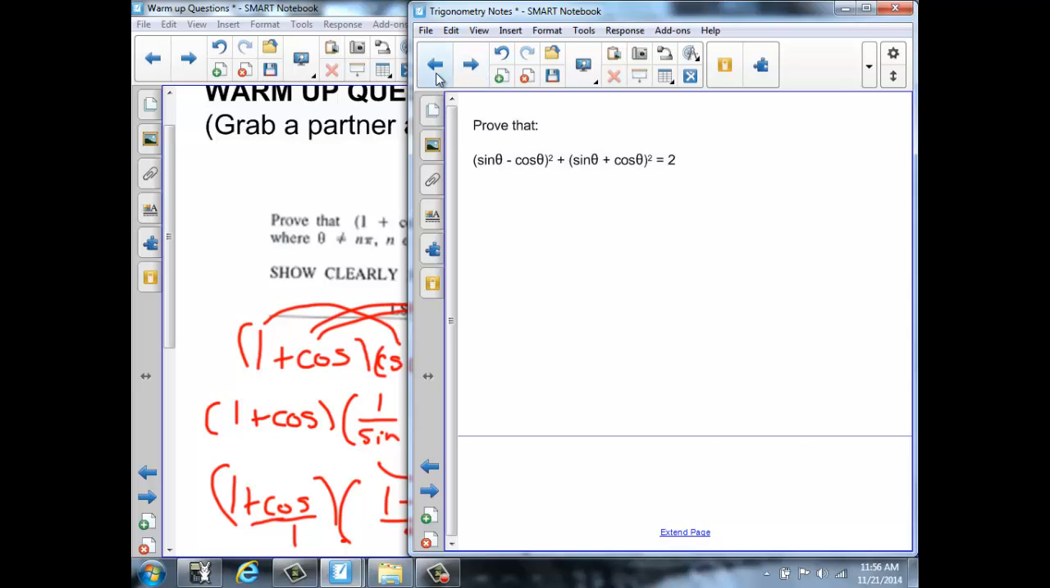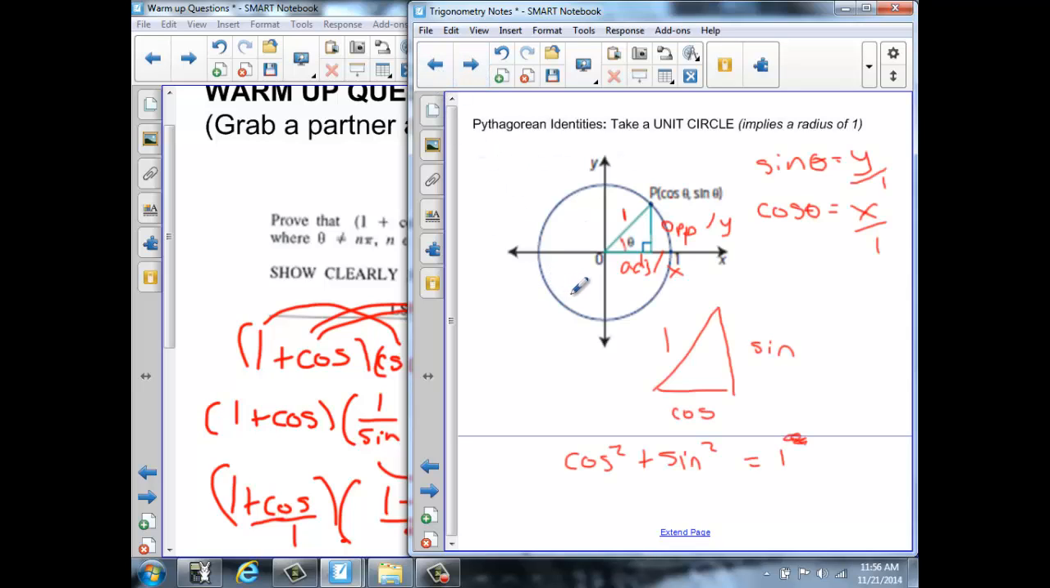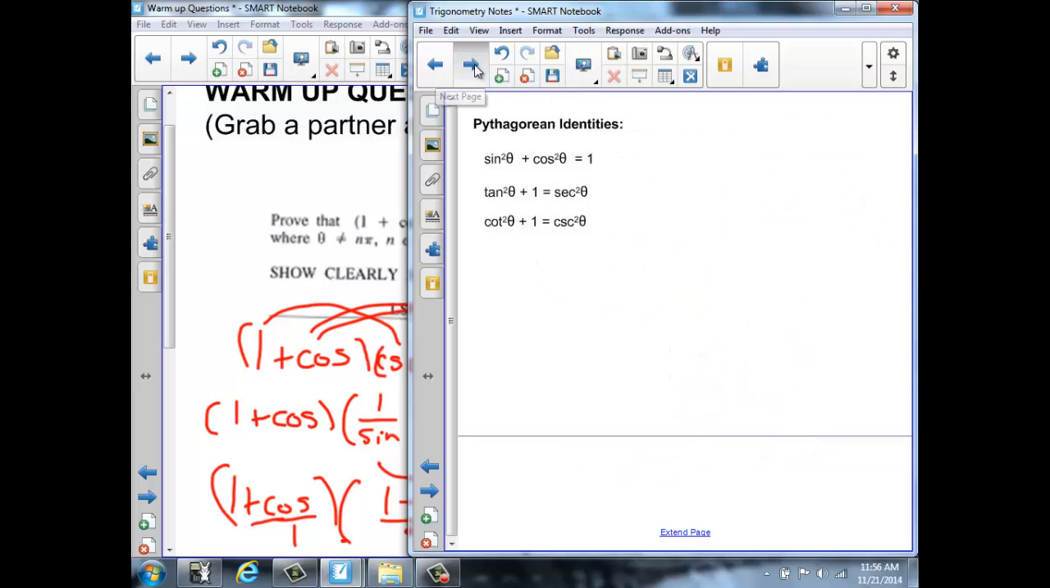Didn't you just put cosine squared plus sine squared equals 1? That was Pythagoras' theorem then. So this square, oh, okay, it was 1 squared. Okay, I just need to see that. Isn't 1 squared just 1? Yeah. Okay, let me try another one.